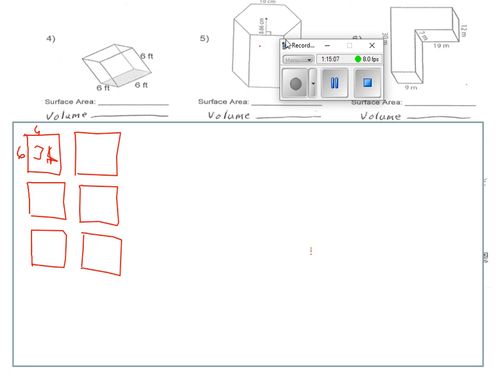Like a mansion, isn't it? Is that a lot? Is that big? That's pretty big. It's like LeBron James.